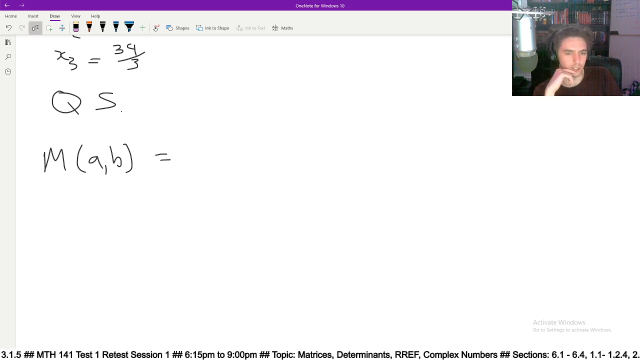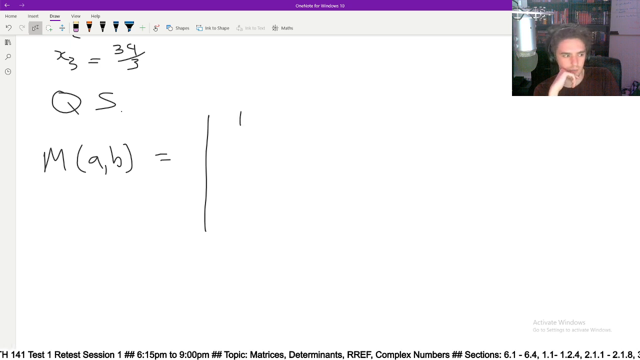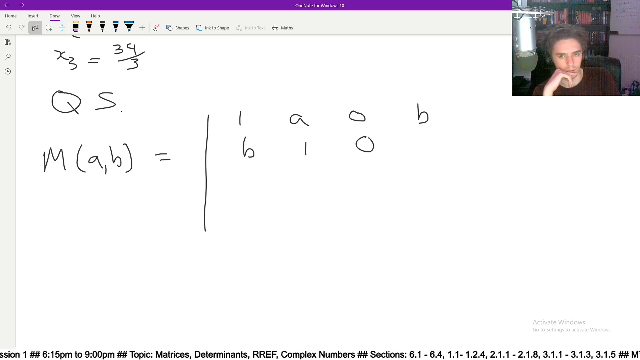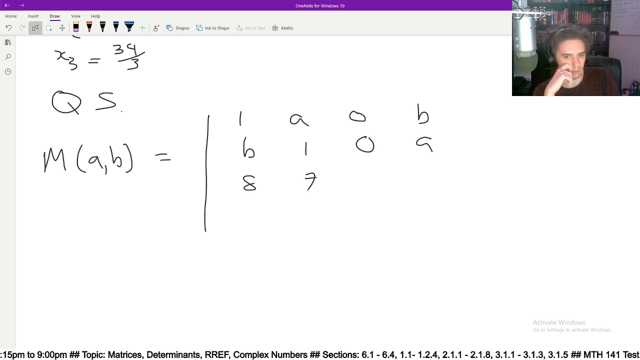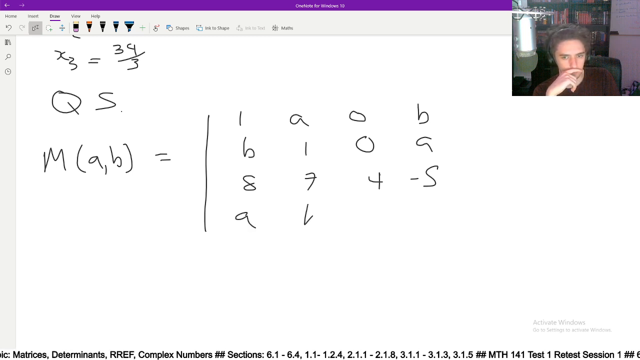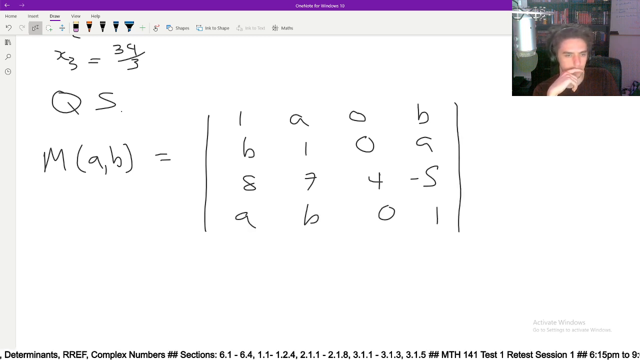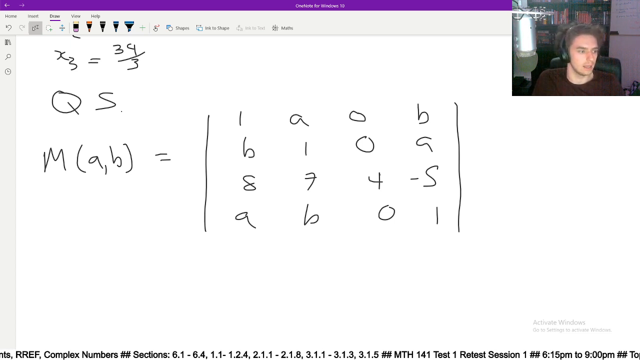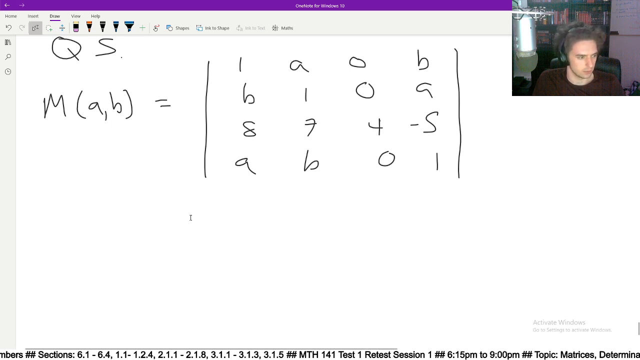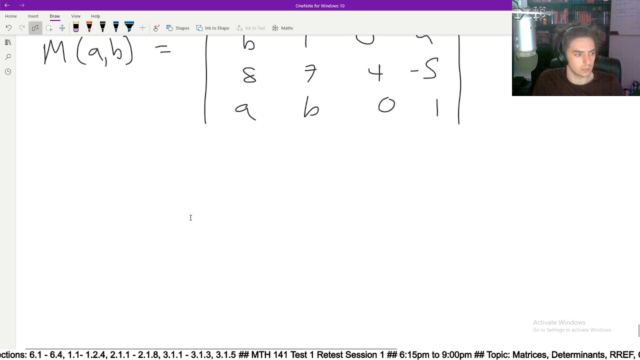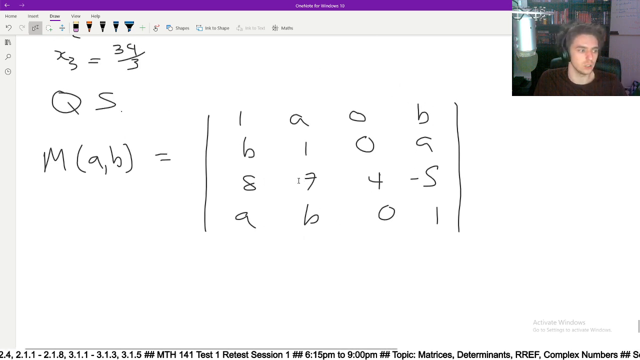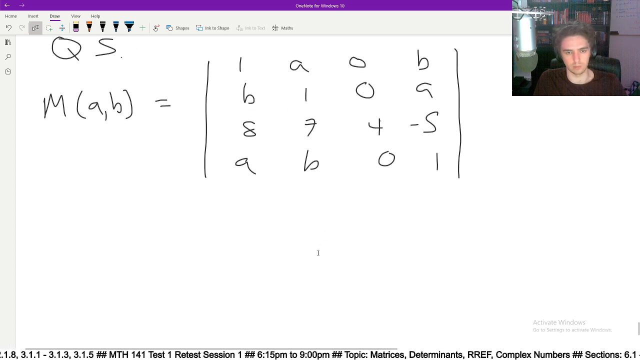pretty much finds the determinant of this matrix: 1, A, 0, B; B, 1, 0, A; 8, 7, 4, minus 5; A, B, 0, 1, where A and B are real numbers, so it's just a function, multivariable function, but still a function. Evaluate M(A,B) in terms of A and B. So pretty much find the determinant of this, just leaving it as A and B, and then use that result to find a specific value of the function, which is a lot easier.